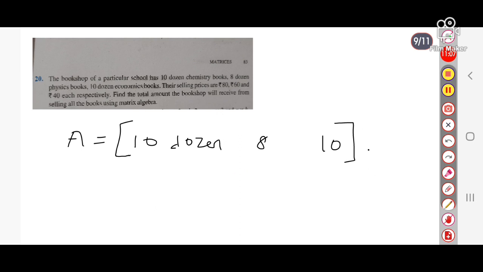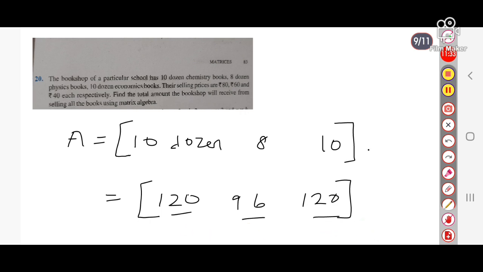Now that is 120. That is, 10 dozen means 120 books. Similarly 96 books, again 120 books that are being sold. That is 120 chemistry books, 96 physics books and 120 economics books being sold. So that denotes the matrix A.